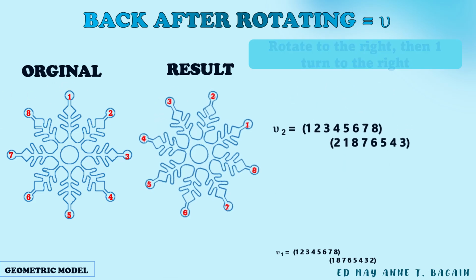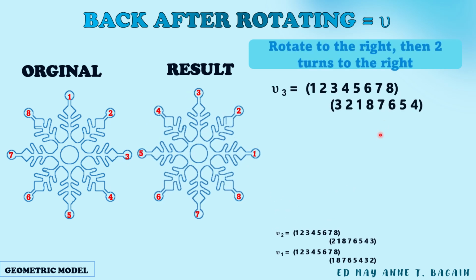We have 2 turns to the right. So if we turn it to the right, as we can see, we have the 3 as the original, or for the 1. That's why 1 is 3, 2 is 2, 3 is 1, 4 is 8, 5 is 7, 6 is 6, 7 is 5, and lastly we have 8 is 4. Okay, let's check the next one.